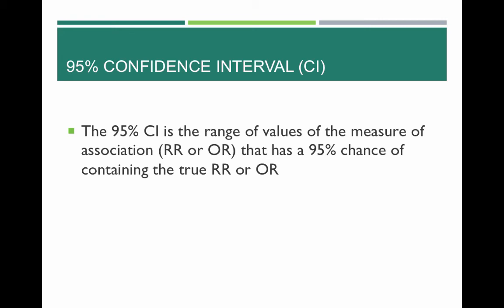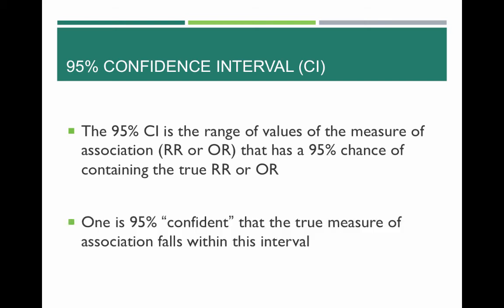But this never happens. So when we have a 95% confidence interval, we say that we are 95% confident that the true measure of association falls somewhere within this interval, right? So we may calculate our relative risk as 2.3, and then we have a confidence interval of 1.7 to 2.6. And so we can say, we think it's 2.3, but we're 95% sure that it's somewhere between 1.7 and 2.6.